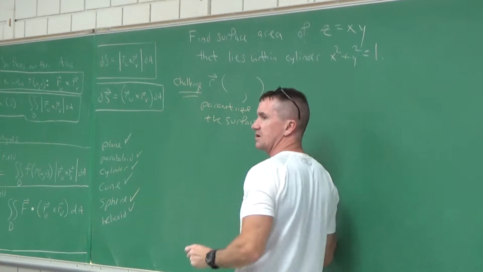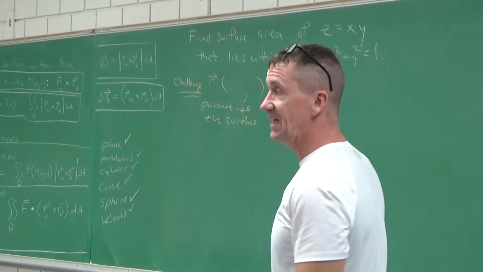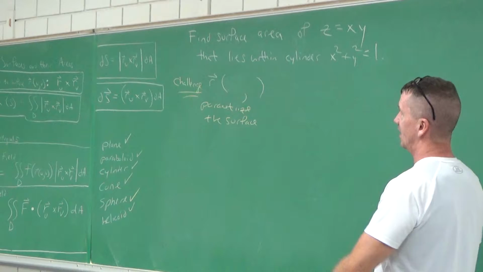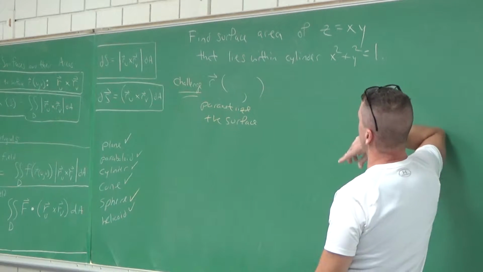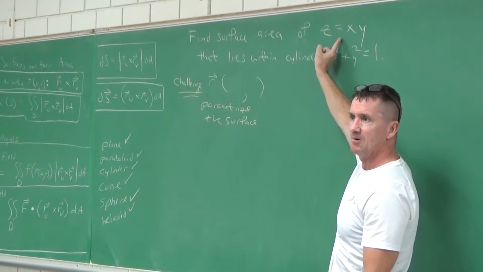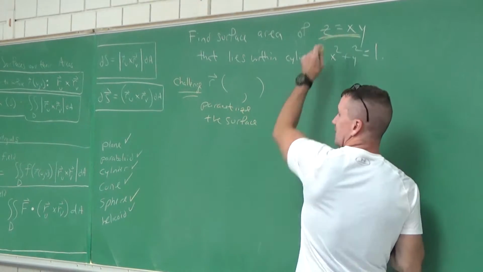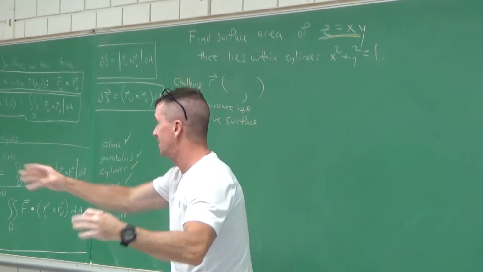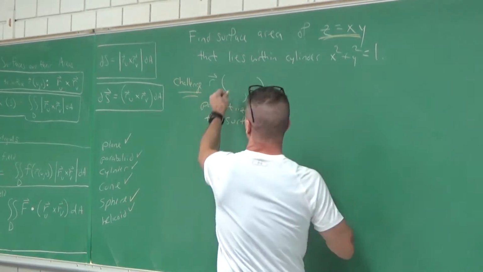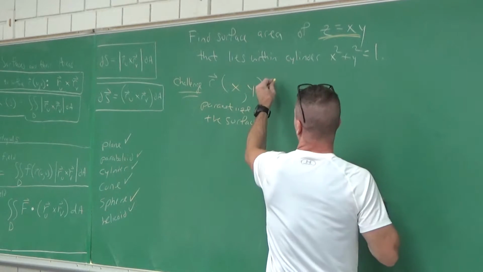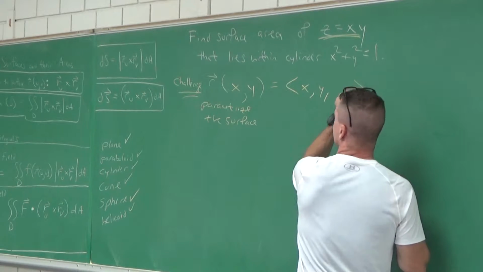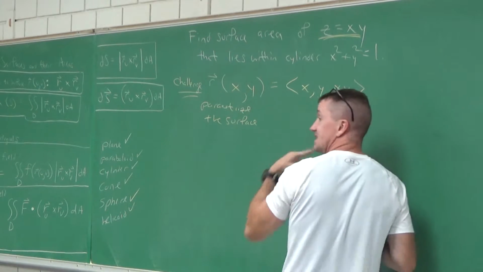And something else confusing. Which surface are you getting the surface area of? I'll let you read the question. Find the surface area of z equals xy that lies within the cylinder. We're parameterizing which surface? That one. Cool, because that's the surface that we're getting the surface area of. So you want to use x and y? Yeah, alright. Let x equal x, let y equal y. Not too hard. That's an x, that's a y, and what goes right there? xy. That's the challenge.